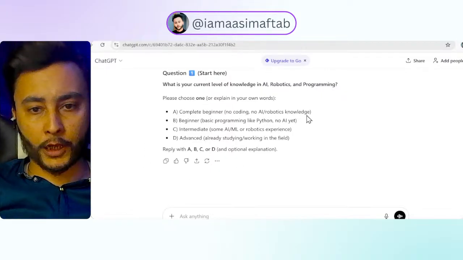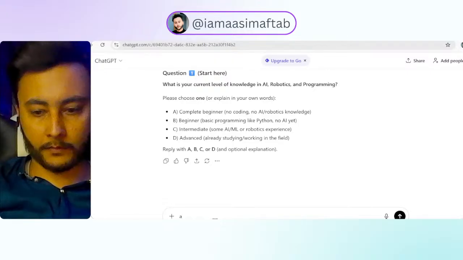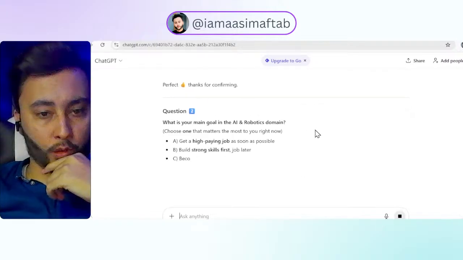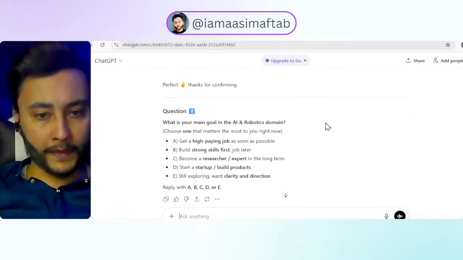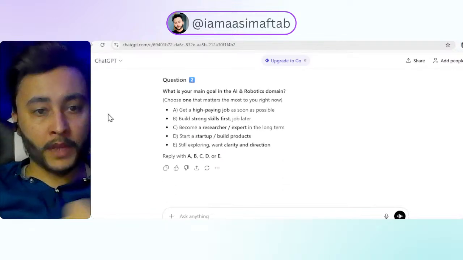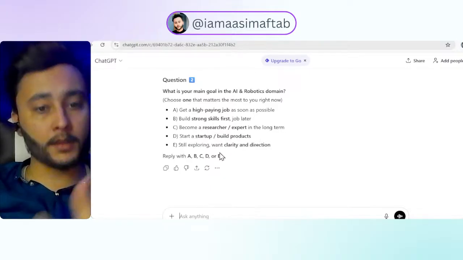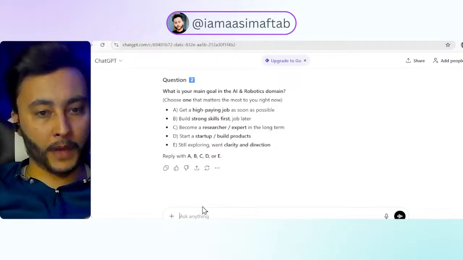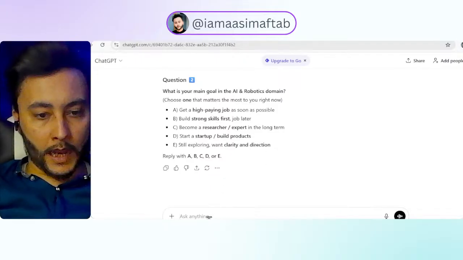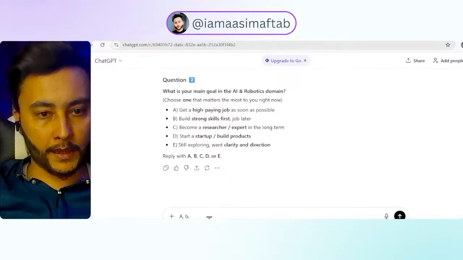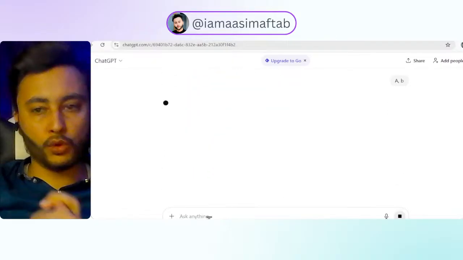Complete beginner, no coding, no AI, robotics. Okay, I will choose A. Question number two: what is your main goal in the AI and robotics domain? Choose the one that matters the most to you right now. Get a high paid job as soon as possible, build strong skills first and job later, become a researcher or expert in the long term, start a startup and build products, still exploring and want to clarify direction. Reply with A, B, C, D, or E. Okay, I will select A, then I will select build strong skills. Okay, B. Then I will not select startup, no, still exploring, want to clarify direction. A and B, I will choose.